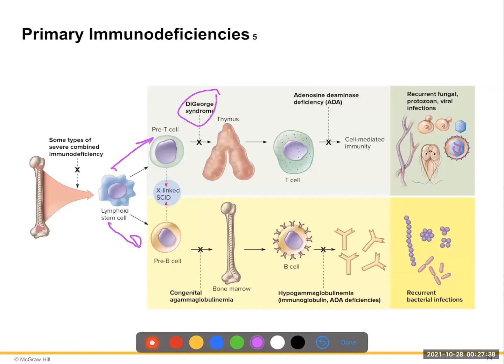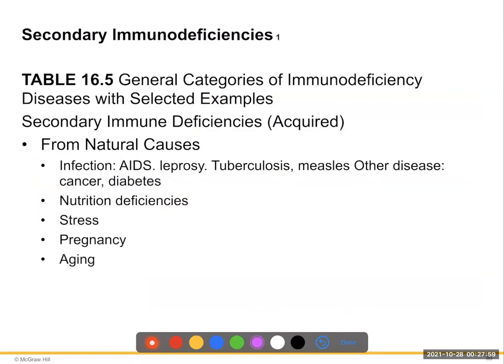Okay. Congenital agammaglobulinemia prevents the B cells from maturing in the bone marrow. And the other diseases here, they stop the process at different areas, resulting in either lack of B cells or lack of T cells. That's your primary immunodeficiency. Those are your congenital. Secondary ones, okay?